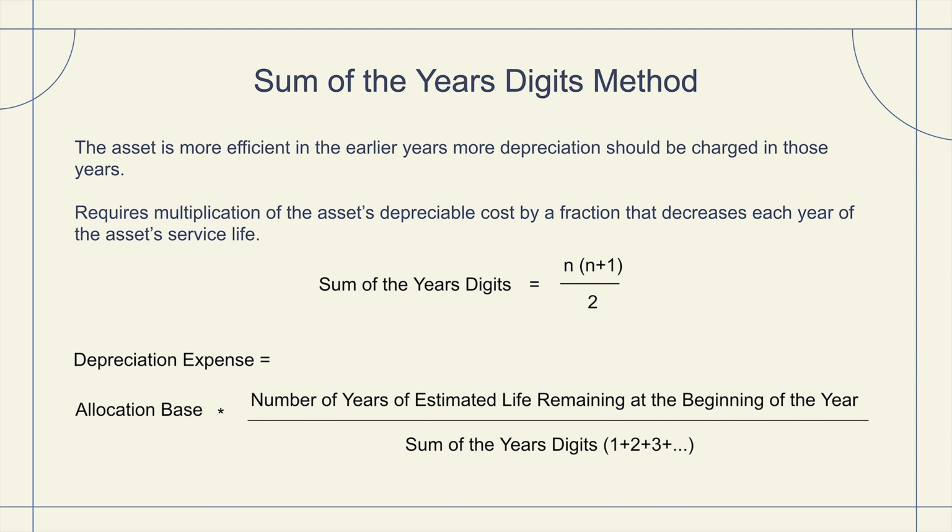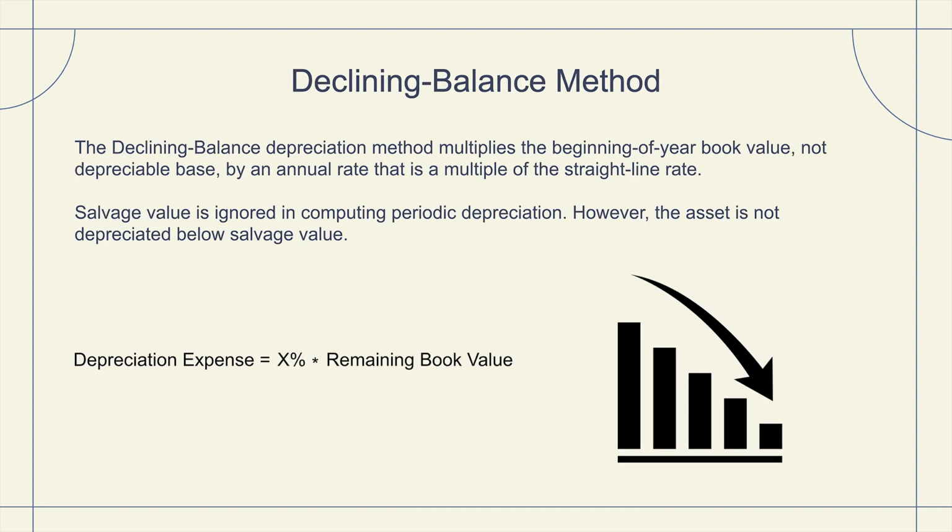And the sum of the year's digits is, in fact, almost a common sense calculation, if you will. If we were dealing with 9 years, we would take 1 plus 2 plus 3 plus 4, all the way up to 9 for the denominator. Or let's imagine we had something that had a 48-year life. It would take a long time on the calculator, so we use a formula where n equals the useful life: 48 multiplied by 48 plus 1, or 48 multiplied by 49, divided by 2.